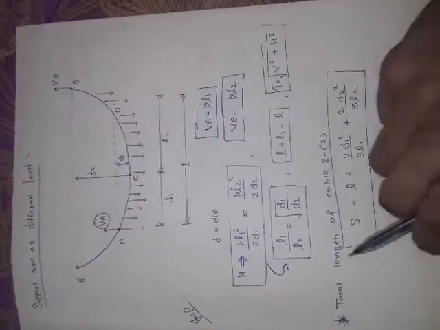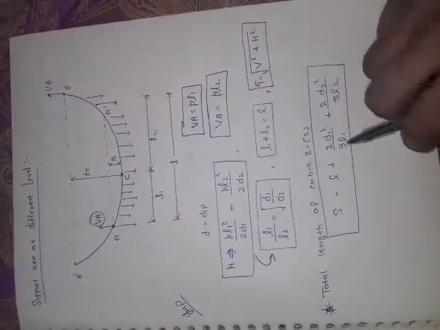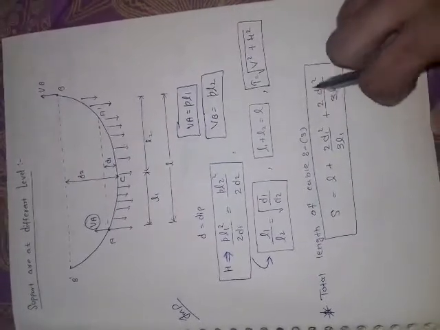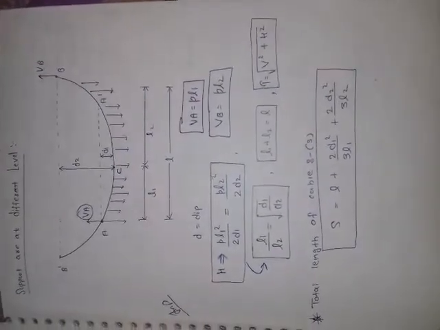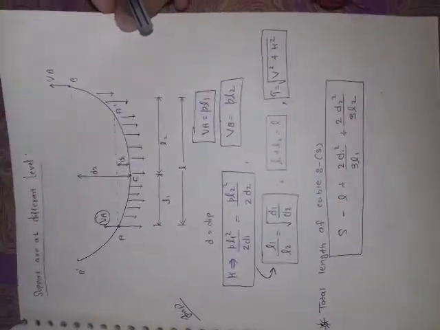The total length of the cable is denoted by S, which is equal to L plus 2 D1 square upon 3 L1 plus 2 D2 square upon 3 L2. So these are the basic formulas to solve the numericals, and you should remember them. Now we take an example of how to solve a numerical with supports at different levels in the case of a suspension cable.